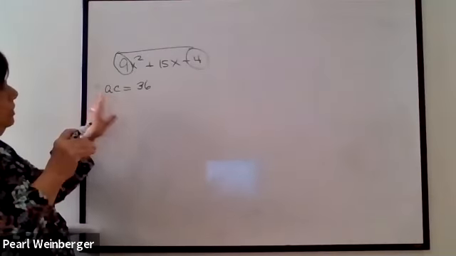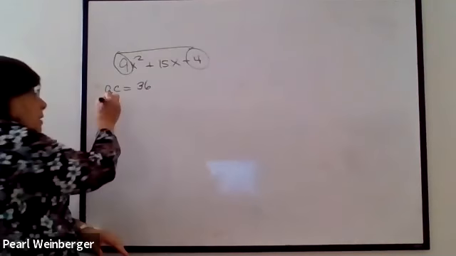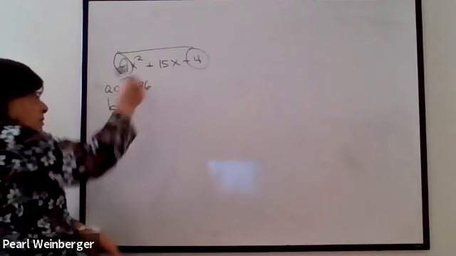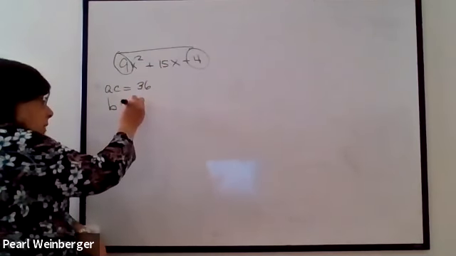Okay, so when we did AC, we got positive 36. And my B, remember that's the middle number, is 15, the positive 15.